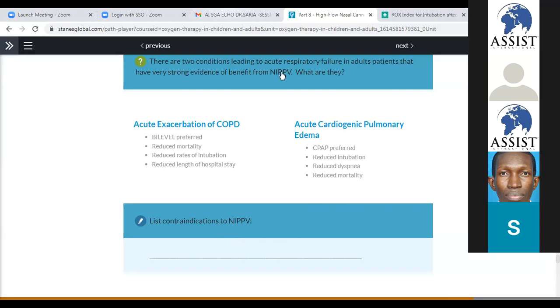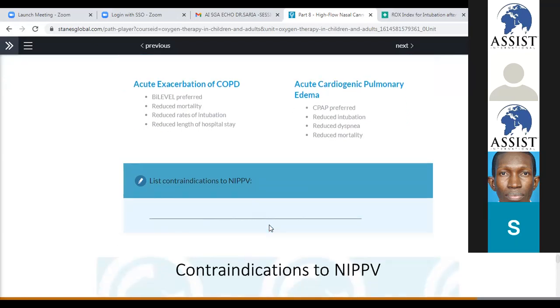Solomon, unconscious patient. Many thanks. Yes, someone who is totally unconscious, you cannot put them in non-invasive positive pressure ventilation, because with them being unconscious, totally they lose the ability to protect their airways.